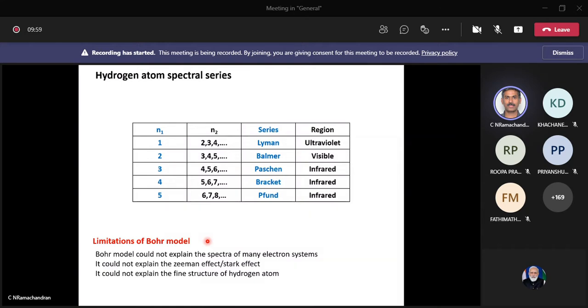Also, it could not explain the Zeeman effect or Stark effect. You know what is Zeeman effect and what is Stark effect. That is very interesting. You think about 100 years before. Nowadays, we have all kinds of equipment, but still we are not able to assess or analyze everything. But at that time, they were analyzing the results. They kept on thinking about what to do next.